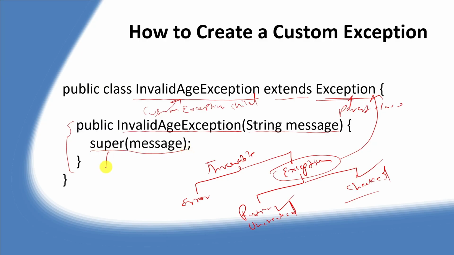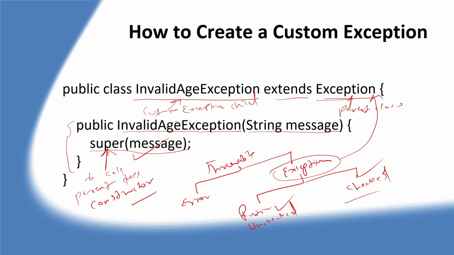What is super used for? The super keyword is used to call the parent class constructor. So the Exception class constructor will get called and this message will be passed.